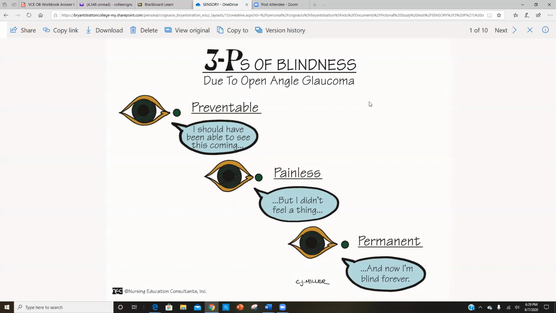It's usually bilateral, but one eye may be more affected than the other. Halos around lights and the loss of peripheral vision are the late manifestations. Fluctuating intraocular pressures may also be a manifestation of open angle glaucoma. And the patient may not have any symptoms at all.